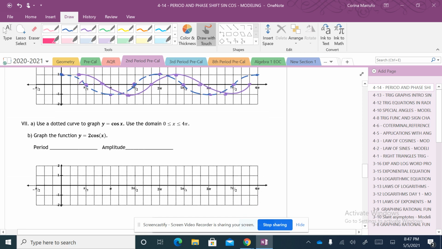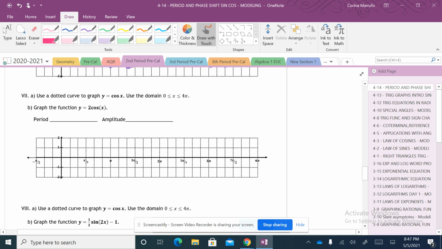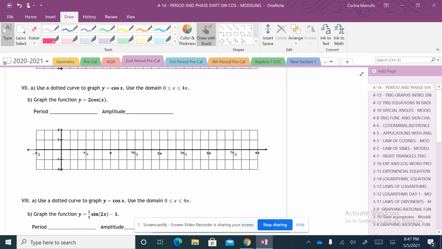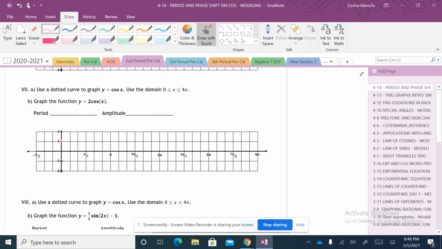All right, this next one says use a dotted curve to graph y equals cosine of x, and then graph the function y equals 2 times cosine of x. Okay, so starting with cosine, I think this is a little bit of a review from yesterday. So we have our cosine. Our cosine starts at what? Comes down, back up, comes down, back up.